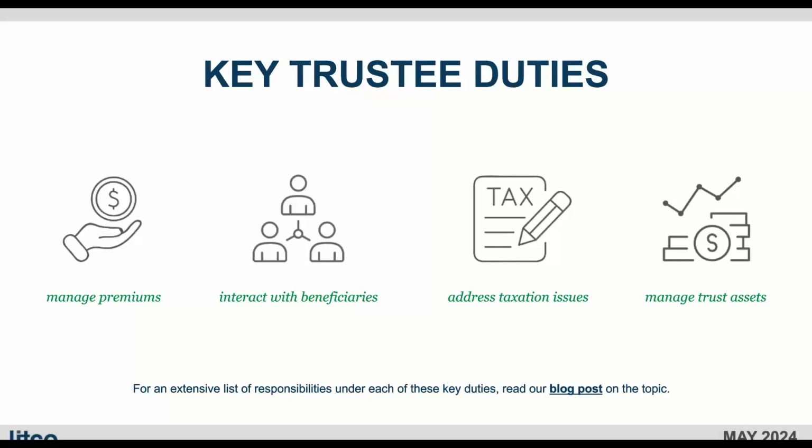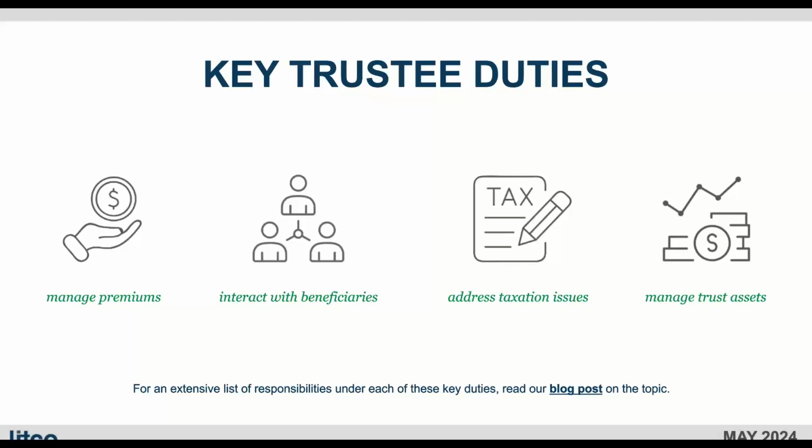Interaction with beneficiaries. This is something that a lot of corporate trustees of irrevocable life insurance trusts overlook. It's important to keep the beneficiaries involved in the status of the policy, making sure you have their updated contact information, and making them aware of any potential remediation issues.